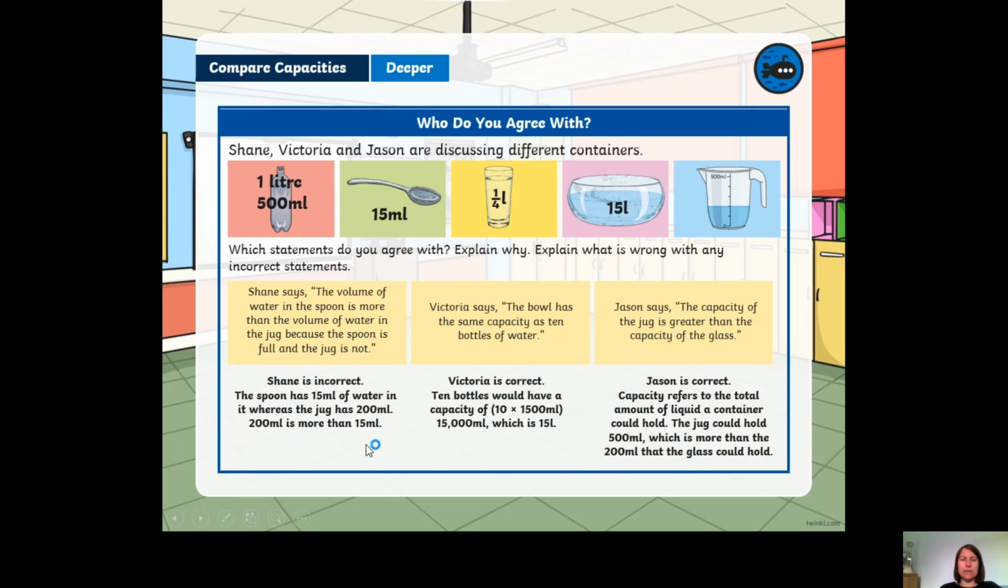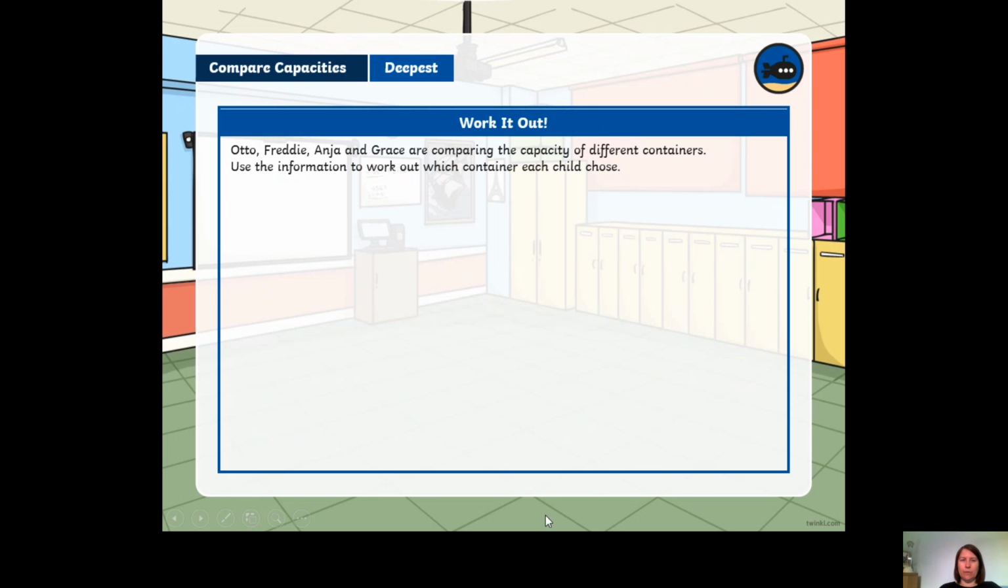Can you read those? So Shane is incorrect. The spoon is 15, whereas the jug is 200. Victoria is correct. 10 bottles. Yeah. Oh, so I got that one wrong, look. Okay, let's have a look at the last one then.